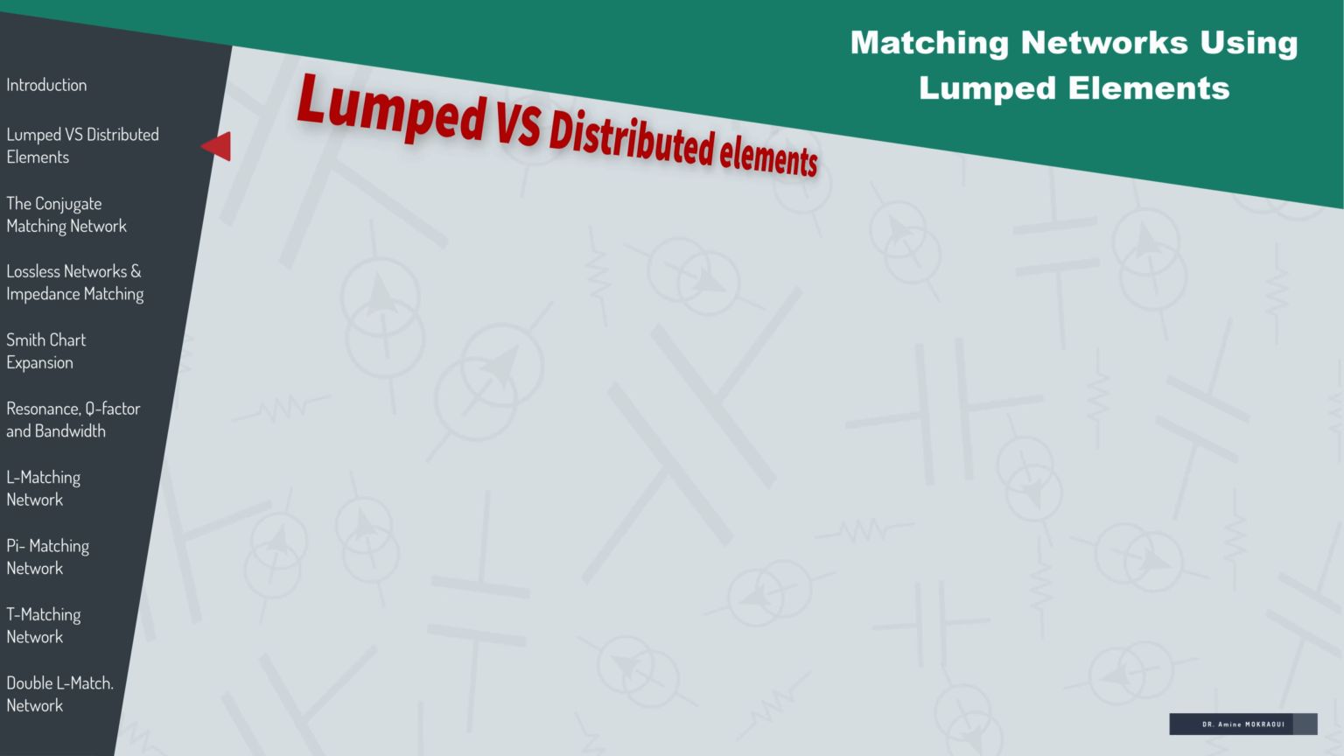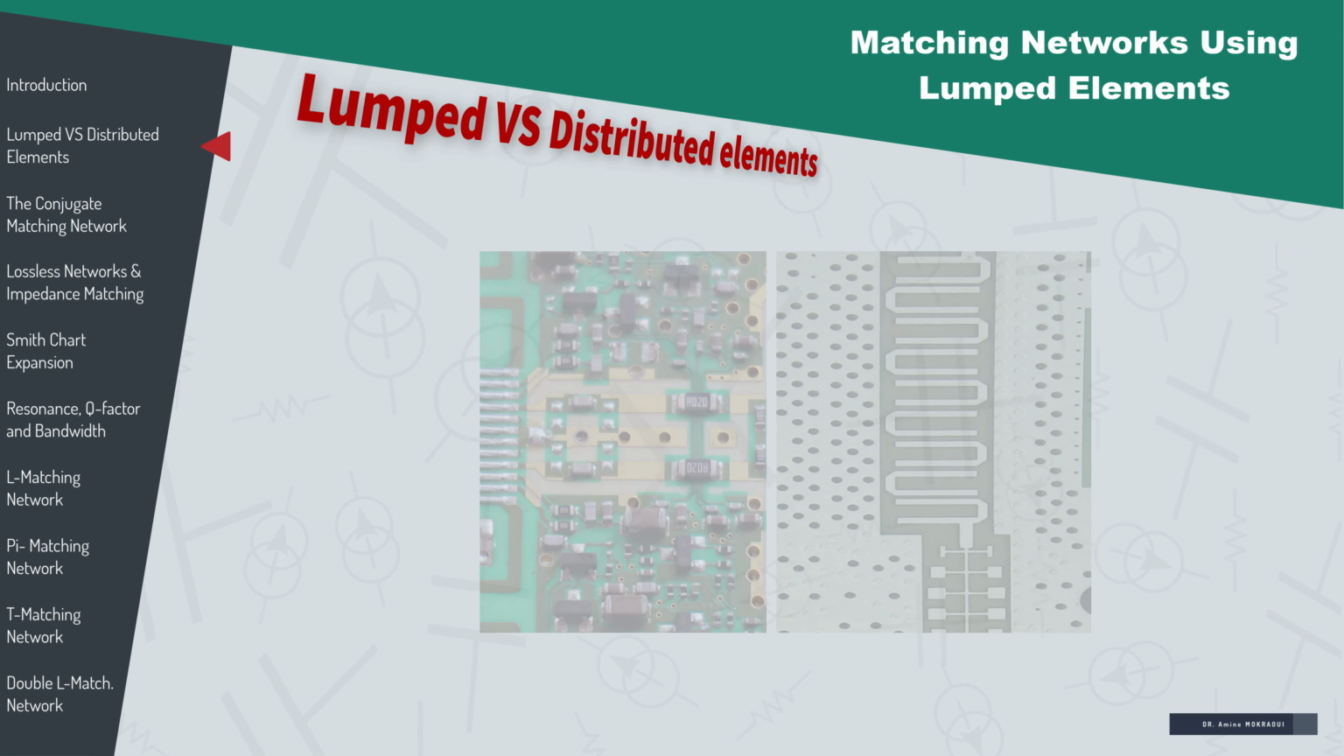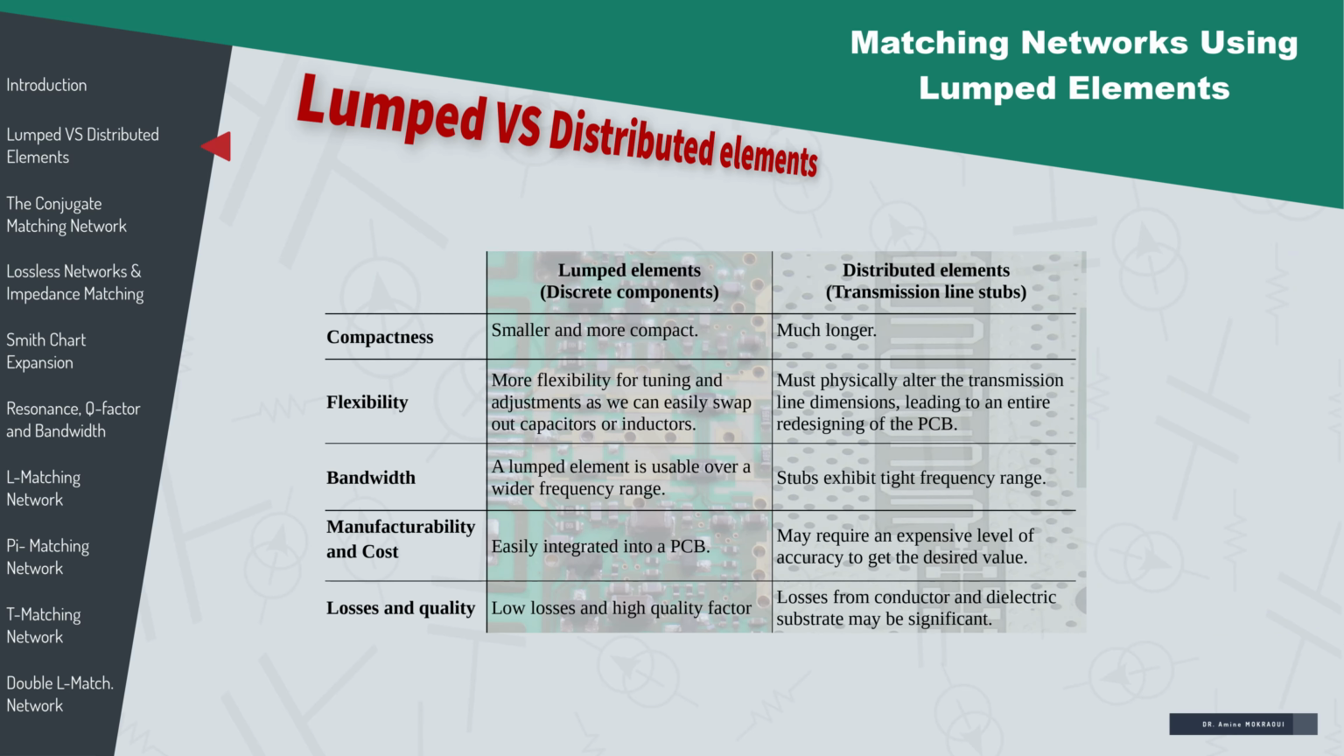We start by presenting a comparison between distributed and lumped elements. The table below shows why we should consider lumped elements over distributed elements whenever the two options are available. Overall, lumped elements are often the go-to choice for compact, flexible, and cost-effective matching networks. However, there are cases where distributed elements make sense, especially at microwave frequencies, where transmission line effects become more significant and parasitic components in lumped circuits are getting overwhelming.